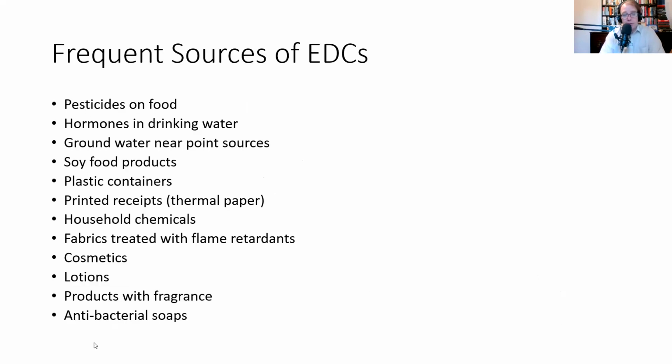Frequent sources of EDCs: pesticides on food, like I said, hormones in drinking water, groundwater near point sources, especially factories that produce particular chemicals as the product that they should then ship out for manufacturing. Soy food products, plastic containers, thermal paper printed receipts from the restaurant, household chemicals, fabrics treated with flame retardants, cosmetics, lotions, products with fragrance, and antibacterial soaps.